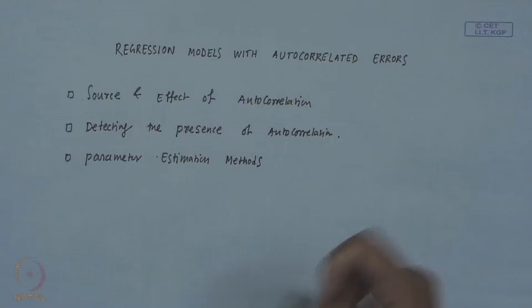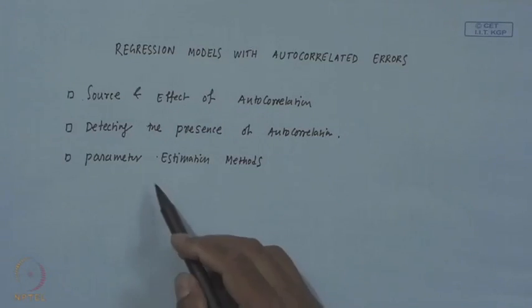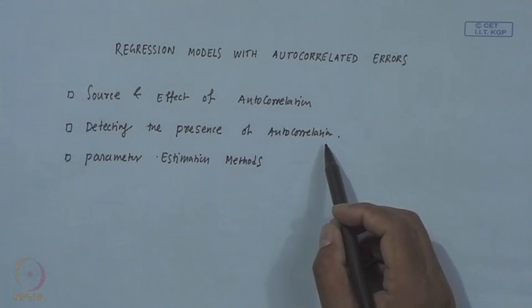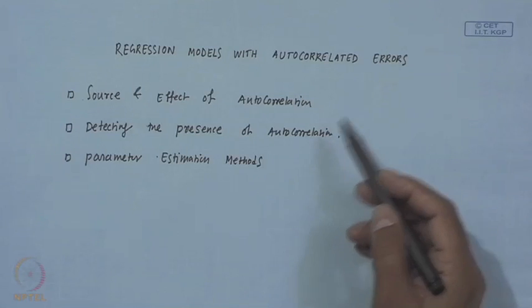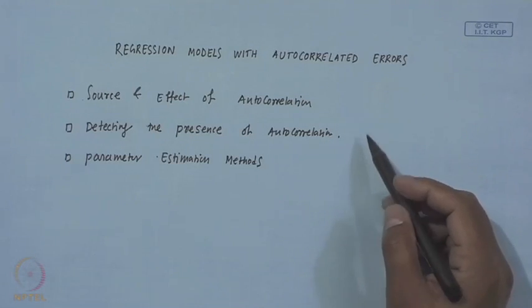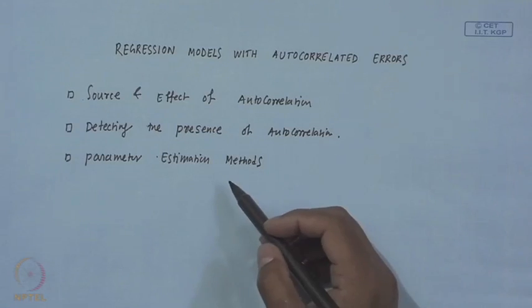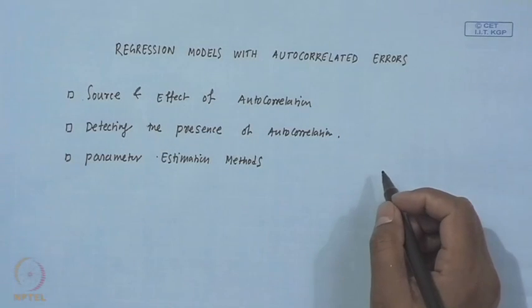Hi, so today we'll start a new topic called regression models with autocorrelated errors. Here is the content of this module: source and effect of autocorrelation, and detecting the presence of autocorrelation. And then, if you have autocorrelation in the model, I'll explain what this autocorrelation is, then how to estimate the parameters of the model.